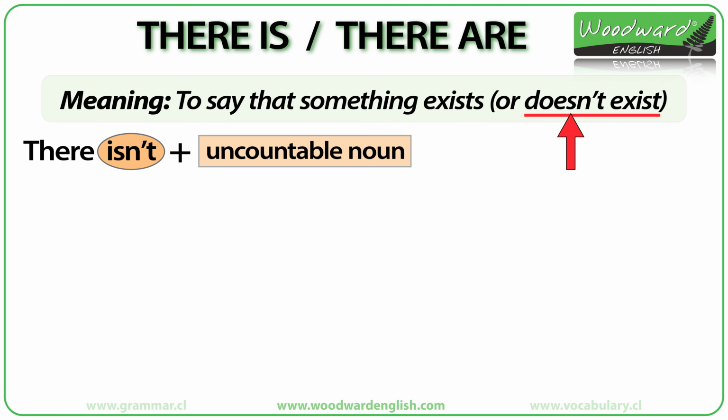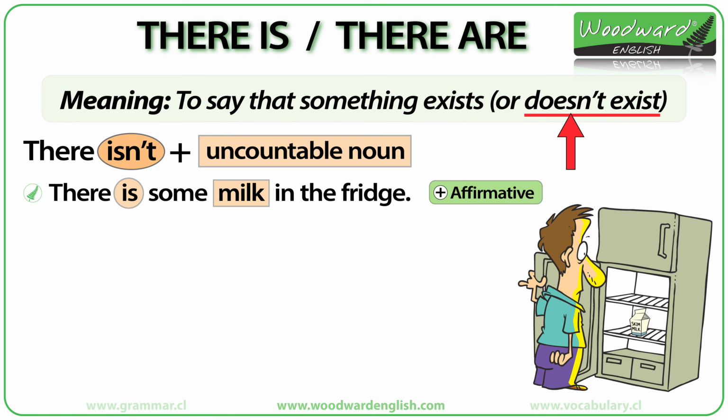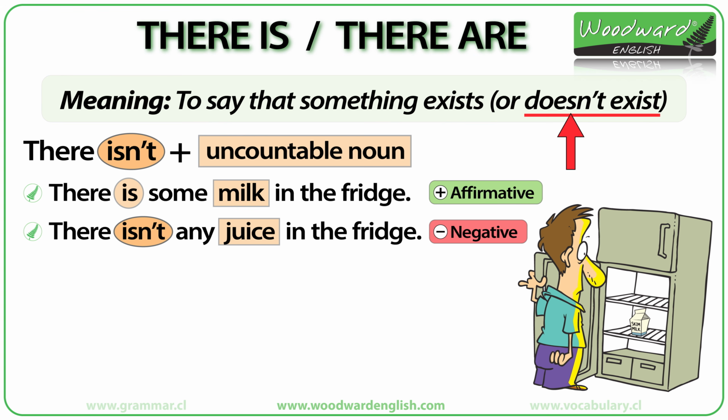The same happens with uncountable nouns. We use there isn't plus uncountable noun. For example, there is some milk in the fridge. This is an affirmative sentence. But we say there isn't any juice in the fridge. This is a negative sentence. Remember, we use any in negative sentences and not some.